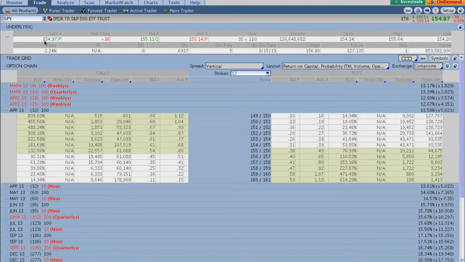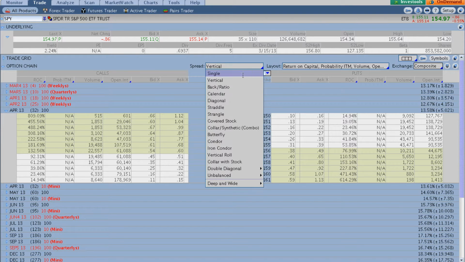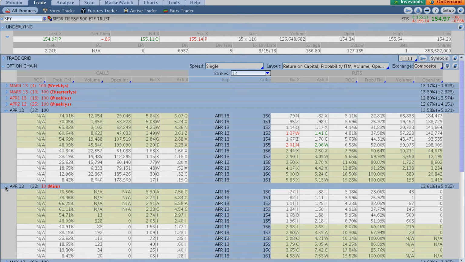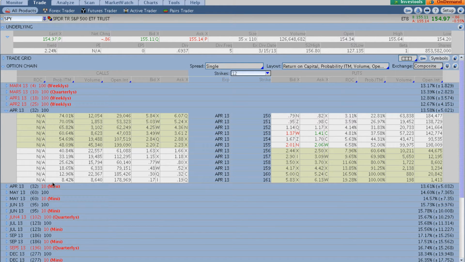So you can see the current price of SPY is 154.97. The market's closed. It's currently Monday, March 18th at 7 o'clock p.m. Eastern Standard Time. So the market's been closed for a while. If you go to single and we just look at these April, the regulars, not the minis, with 32 days left, we want to look at the closest strike. So closest to the money strike will be 155. Since the current price is 154.97, we're only 3 cents away from that 155 strike.